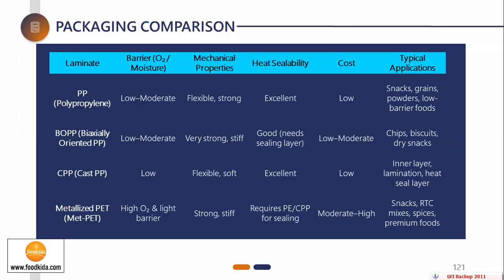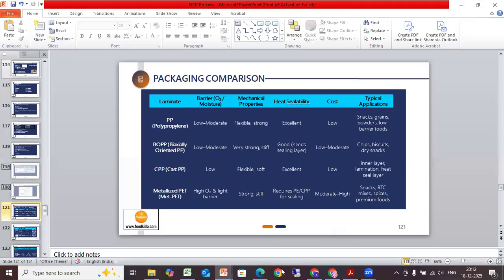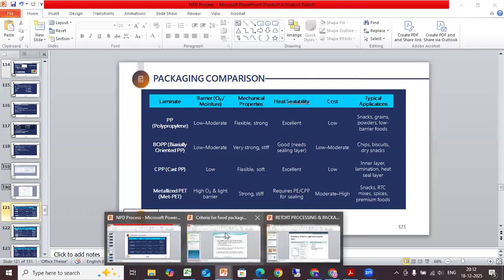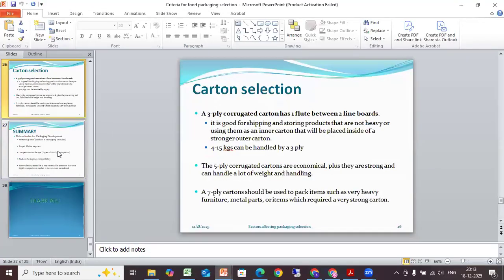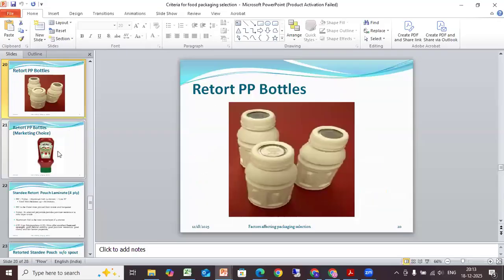So you have PP, polypropylene: low to moderate oxygen barrier, flexible and strong. It has excellent heat stability and a higher melting point, above 90. Its cost is low. It is used for snacks, grains, powders, low barrier foods. I will just show you a photo, though you people already know this. This is what a retort PP bottle will look like.